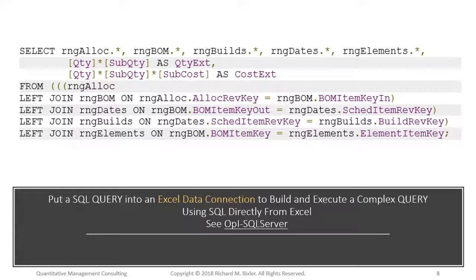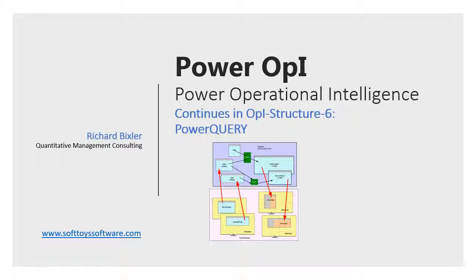There's more discussion of queries like this in other scenarios with Access and SQL Server in the SQL Server module in this channel. This OPI structure sequence continues in OPI structure part 6, Power Query.